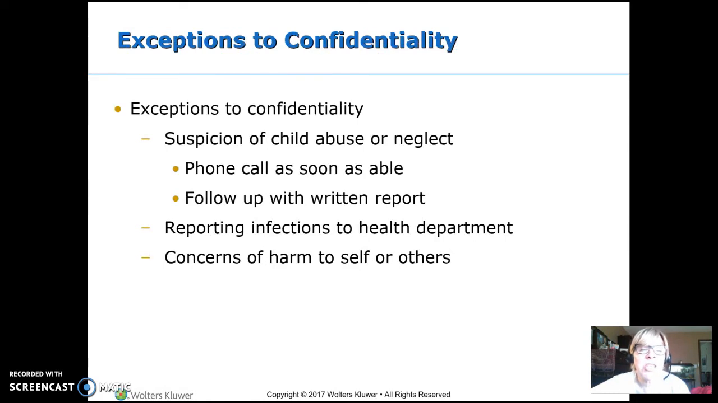Exceptions to confidentiality is if there's a suspicion of abuse or neglect, and we're supposed to make a phone call as soon as possible and follow it with a written report. Certain infectious diseases must be reported to the health department. And then if there's the concern that someone is going to be harmed, either harm themselves or harm another, then we no longer follow confidentiality. Now we're a mandated reporter and we report those things.